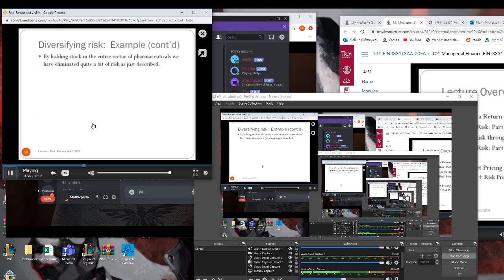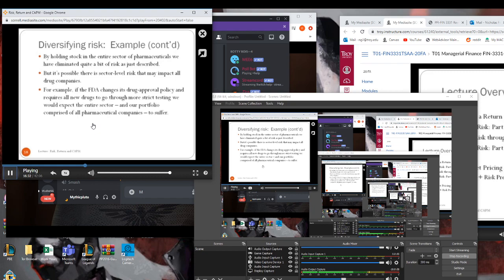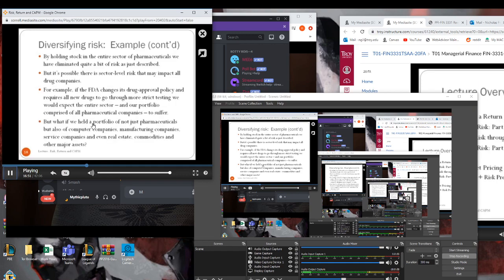All right, let's continue this. So now, by holding the entire sector of pharmaceuticals, we've eliminated quite a bit of risk. But it's possible there's still sector-level risk that may impact all of the drug companies. For example, if the FDA changes its drug approval policy and requires all new drugs to go through more strict testing, we would expect the entire sector and our portfolio comprised of all the pharmaceuticals to suffer. But what if we held a portfolio of not just pharmaceutical companies, but also of computer companies, manufacturing companies, service companies, and maybe even real estate or commodities and other assets?